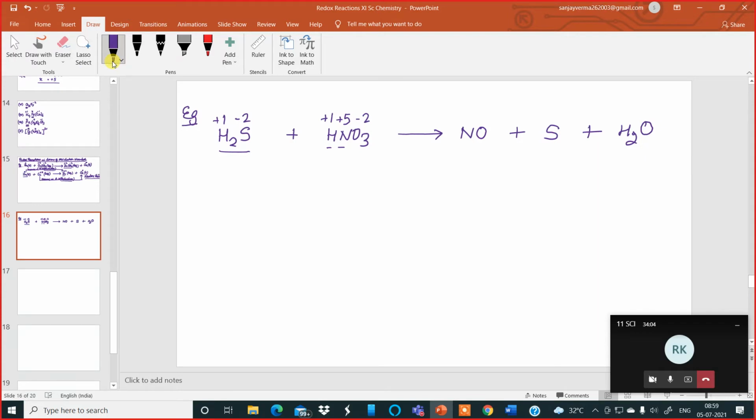Now let us get the oxidation numbers in nitric oxide: nitrogen is +2, oxygen is -2. Sulfur is 0, a neutral atom. In water, the oxidation number of hydrogen is +1, oxygen is -2. I hope this is clear to all of you.